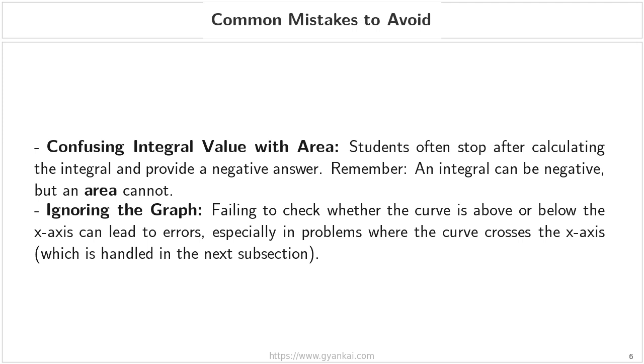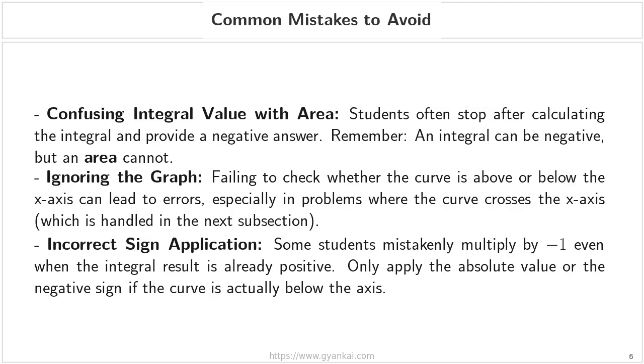Finally, watch out for incorrect sign application. A common mistake is to blindly multiply your result by -1, even when the integral is already positive. You should only apply the absolute value or the negative sign if you have confirmed that the curve lies below the x-axis. If your integral is already positive, leave it as it is.